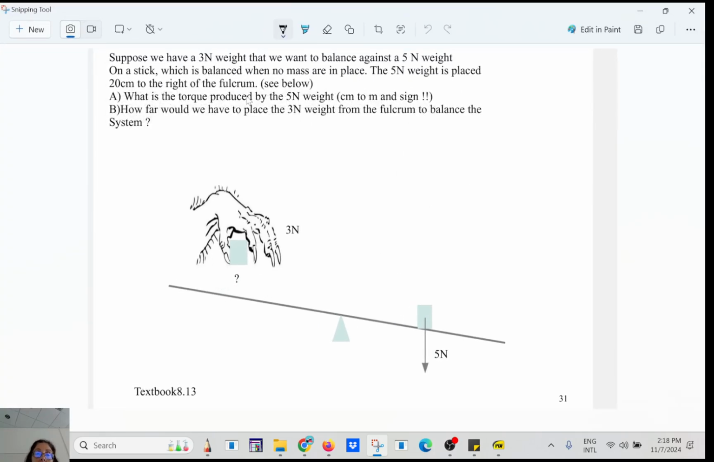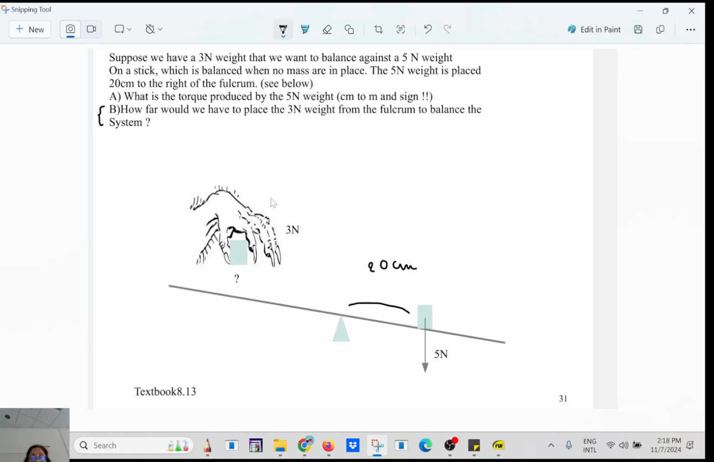Okay, 5 Newton and extinguishes balance. The 5 Newton is placed 20 centimeters away. So this is 20 centimeters. Help me make sure that I'm not making a mistake. Okay, we're going to skip A for now.